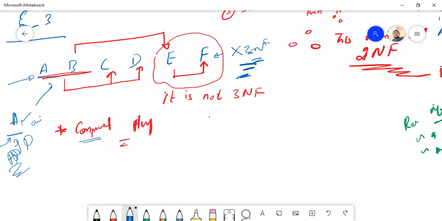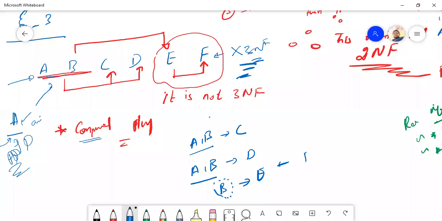Now we can see C depends on A comma B. It is totally depending. So our primary key is AB. C is totally depending on AB. D is totally depending on AB. E depends on only B. Only B. This is the case.